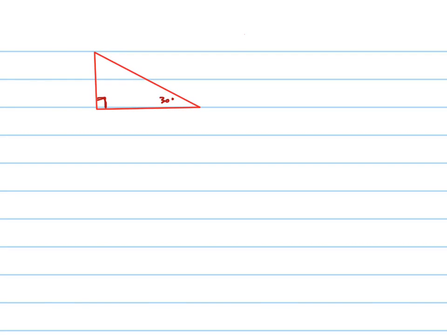So let's talk about 30, 60, 90 triangles. A 30, 60, 90 triangle. Notice that sometimes they don't even give you the 60, but you know that has to be 60, right? Because these two have to add up. So these two right here have to add up to 90. So if you have a right angle and you know 30 or 60, the other one has to be 30 or 60. The opposite. Got it?